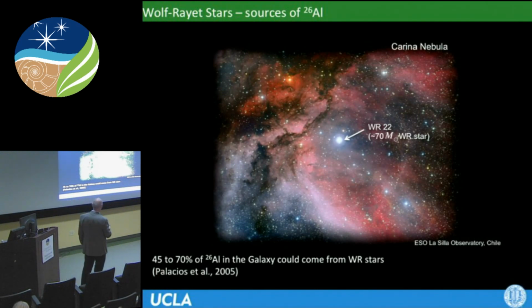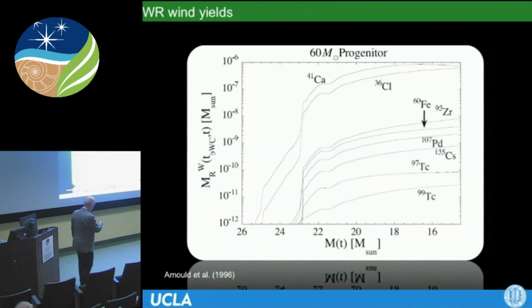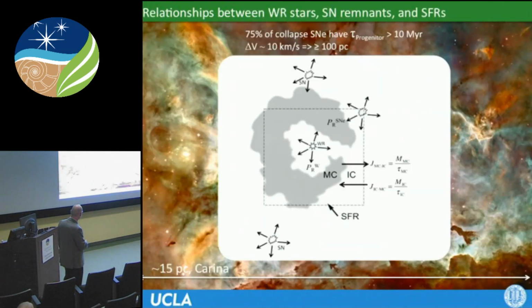So where might they have come from? Well, one possibility is Wolf-Rayet stars rather than supernovae, as I mentioned before. It turns out that something between 45 and 70% of aluminum-26 in the galaxy could come from Wolf-Rayet stars. This is one of these massive stars, thought to be 70 solar masses before it loses a lot of its mass by winds. There are a number of people thinking about Wolf-Rayet stars as the source of aluminum-26. They also produce calcium-41, chlorine-36, a smidge of iron-60, and a smidge of palladium-107, and other things. So they are sources of different radionuclides that we need to consider, and we have estimates of these abundances from papers like this by Arnould in 1996. So here's the picture.